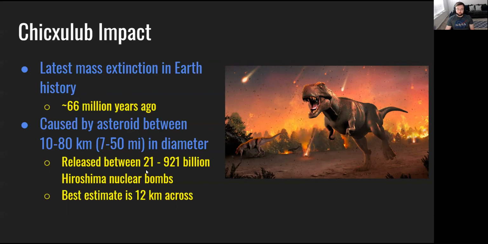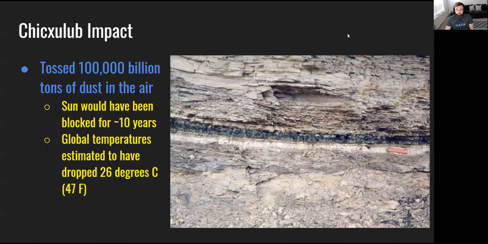And it would have released between 21 and 921 billion times the energy of the Hiroshima nuclear bombs. So it would have been instant vaporization for anything in a gigantic radius. It would have likely caused global wildfires. It would have thrown enough dust into the air to block out the sun for over 10 years. It would have dropped temperatures by 20 to 30 degrees Celsius. Plant life would have died because it wouldn't have been able to get sunlight. Herbivores would die because they wouldn't have plants. Large predators would die because they wouldn't have the herbivores to eat. Destruction of the food chain. Massive problem. That's why it was a mass extinction event.